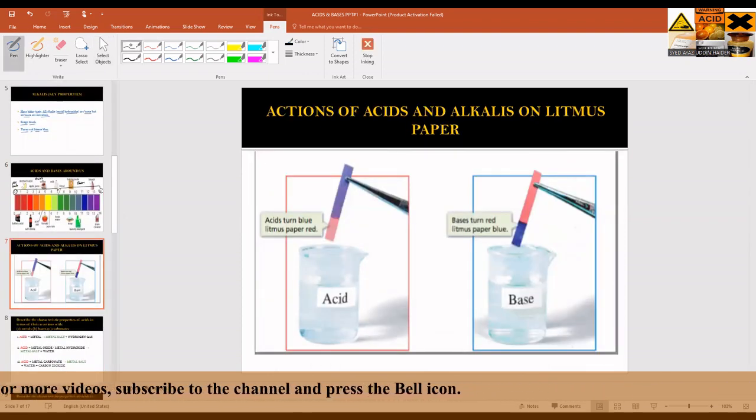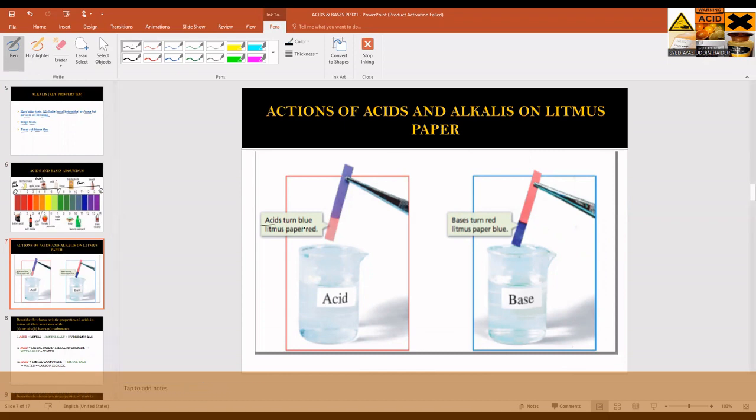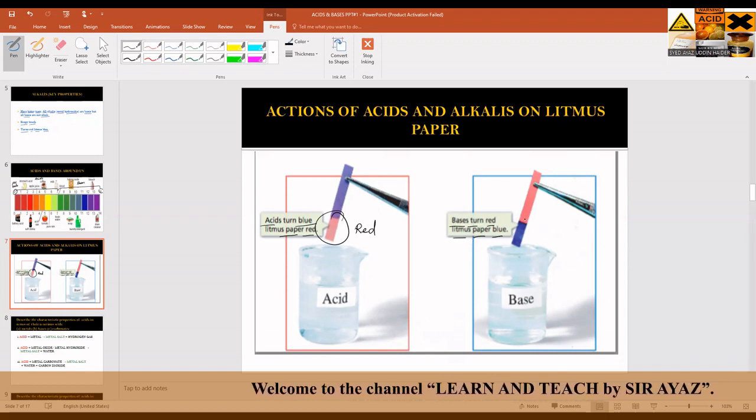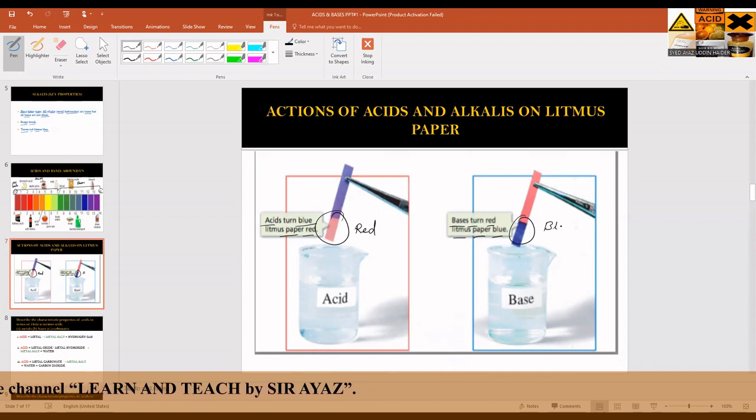So here's the actions of acids and alkalis on litmus paper. Remember, acids turn blue litmus paper red. You see the paper is blue, so it's turning red because the solution in which we are inserting this litmus paper is of acid. On the other hand, bases turn red litmus paper into blue. You see you insert this red litmus paper into a solution containing base, it will turn to blue.